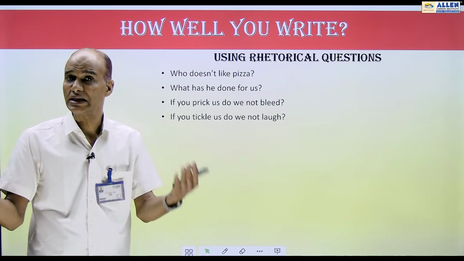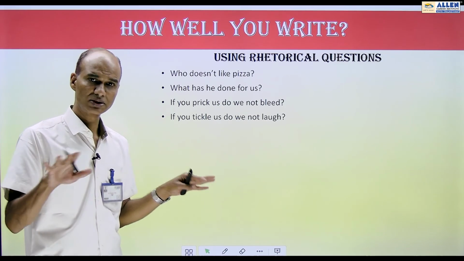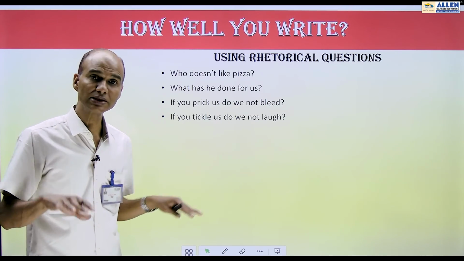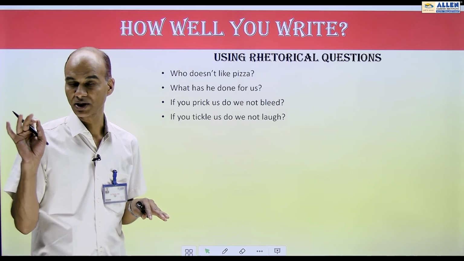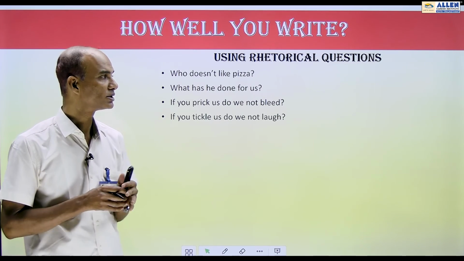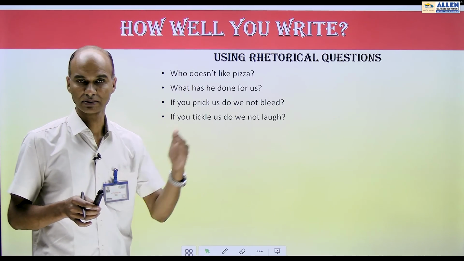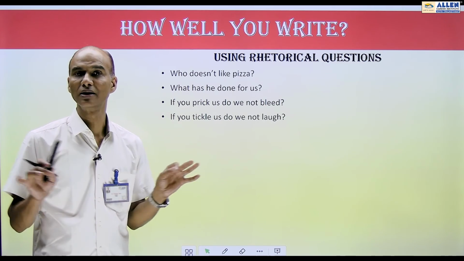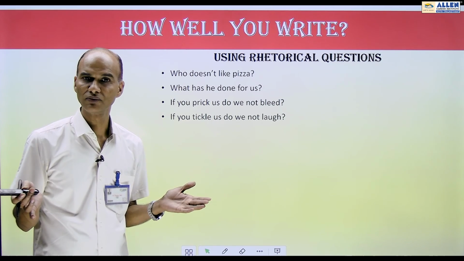There are many such rhetorical devices that can be used, but at 12th level, these are sufficient. If you use even these ones perfectly, you can make your work really a good one, right? Along with this, a good introduction, a good conclusion and a proper sequence of things will make it a perfect work. So, thank you very much.